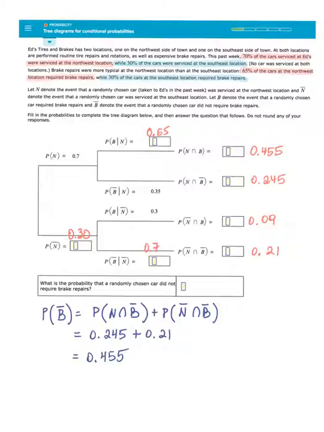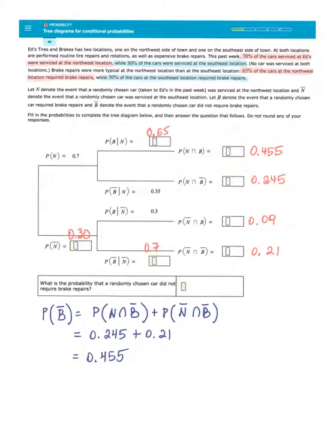Okay, so probability of a car serviced at northwest location is 70%, and that comes from this statement right here. 70% of cars were serviced at northwest location. 30%, obviously right here, will be serviced at the other location. So they are serviced either at first or second one. So we can fill in this blank right here. Probability of N bar is 30/100th.